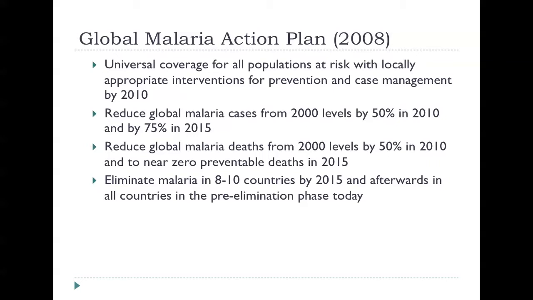Across the world, various bodies, including these global bodies, responded. So the Global Malaria Action Plan was hatched in 2008. The idea was that you'd have universal coverage for all populations at risk, with locally appropriate interventions, by 2010. They set these ambitious goals of reducing the number of cases by 50% in 2010 and 75% in 2015, reducing malarial deaths by 50% and to near zero preventable deaths in 2015, and eliminating malaria in 8 to 10 countries by 2015, and afterwards in all countries in the pre-elimination phase.